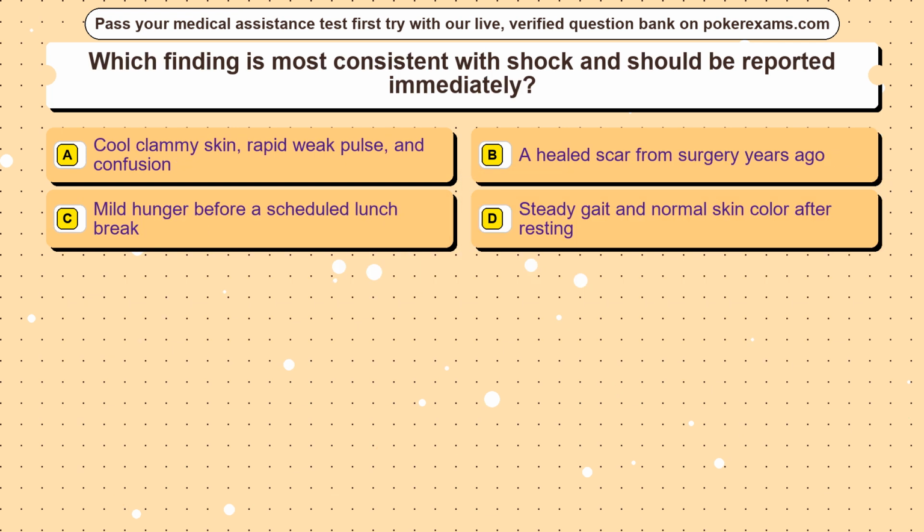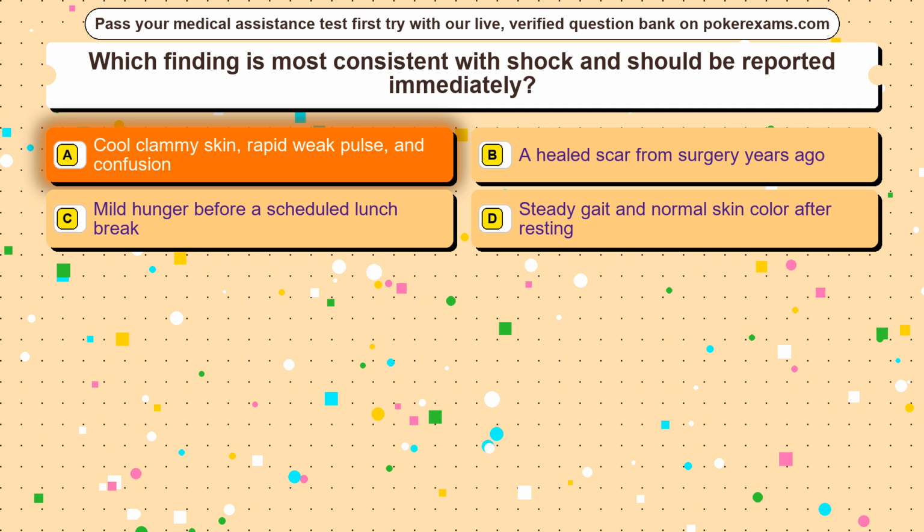Question 29. Which finding is most consistent with shock and should be reported immediately? Option A, cool clammy skin, rapid weak pulse, and confusion. Option B, a healed scar from surgery years ago. Option C, mild hunger before a scheduled lunch break. Option D, steady gait and normal skin color after resting. The correct answer is option A, cool clammy skin, rapid weak pulse, and confusion.